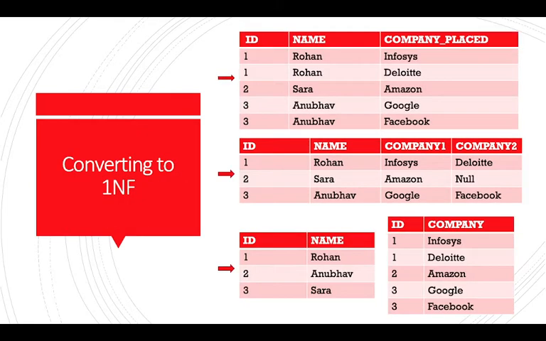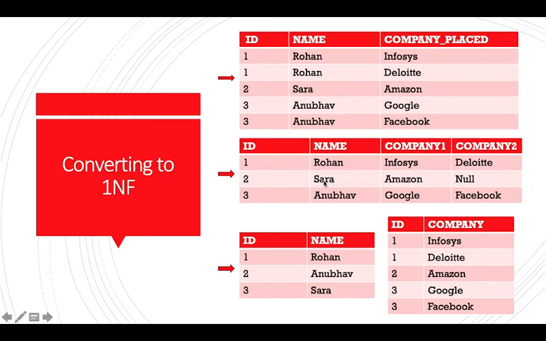Now let's try converting our table into 1NF. There could be few ways to do that. First way, we could repeat the names and put companies in separate cells. How? Just look at this first table. I have put names into different rows, and now if you see, we don't have any repeated values. Right? Here each record is unique now.